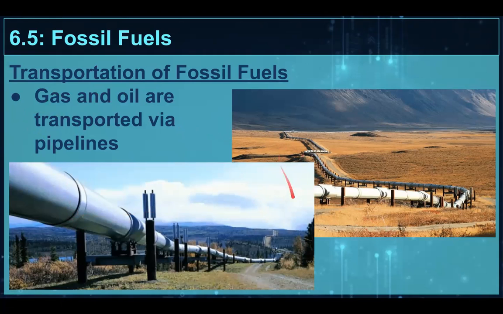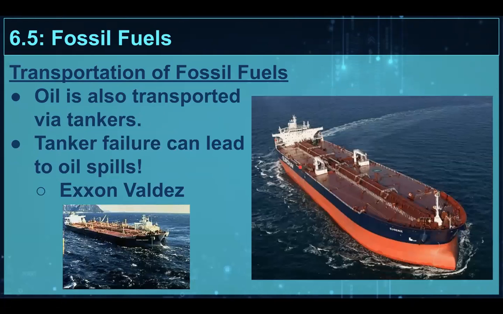Right? So if it's over land, well, we can build a pipeline. Okay, so you can see here we've got a few pipelines. So the gas can get transported through here, the oil can get transported through here. Coal, not so much, right? Gases and liquids can go through here, but solids are not going to be able to work through that. So there are things that we can do. Oil can get transported by tankers.